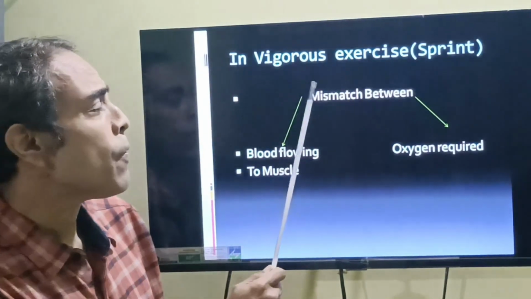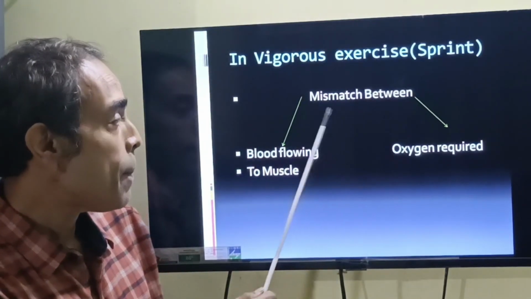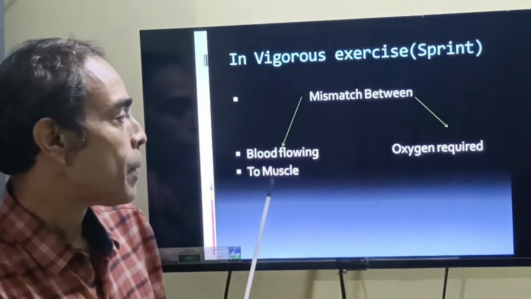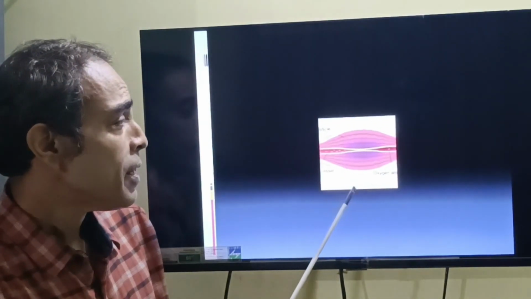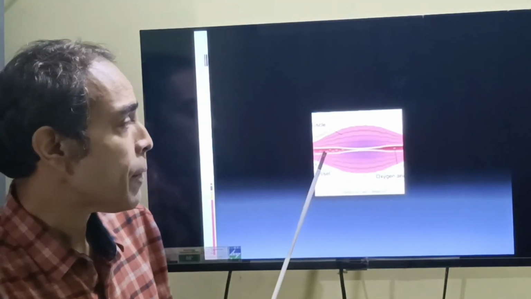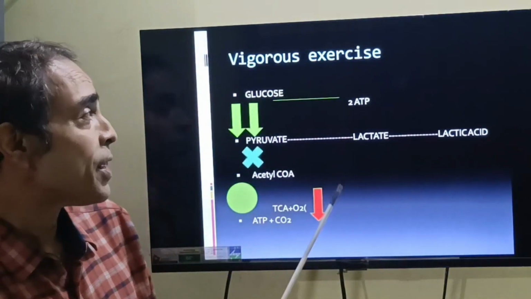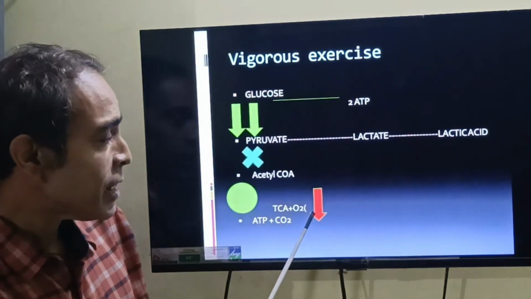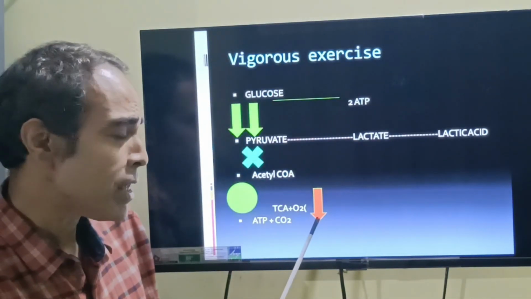But suppose we are doing vigorous exercise, sprinting, there will be a mismatch between blood flow to the muscles and the oxygen required. There will be a mismatch. So you see this muscle, there will be a mismatch between blood flow and the oxygen required. So what will happen here? Look at this chart again. Now the oxygen requirement will be very high, and therefore the oxygen supplied by blood flow will be very low.